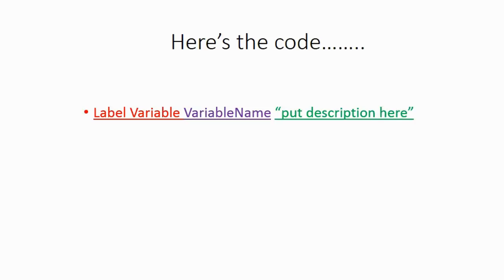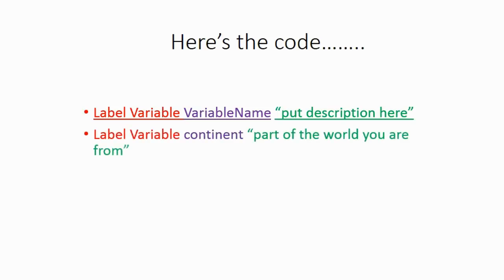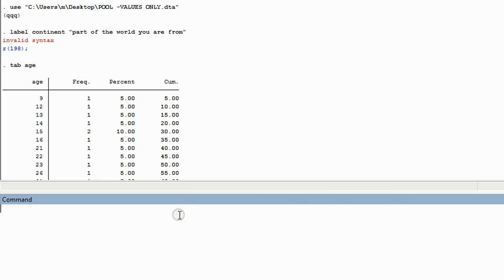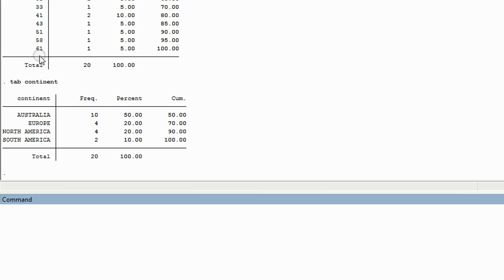It's that simple. So, the first code that we're going to type in is label variable, space, continent is the variable we're adding a description to, then another space, then put quote, part of the world you are from. So right now, if we run a table, tab continent, you can see it just says the variable name in the top left.